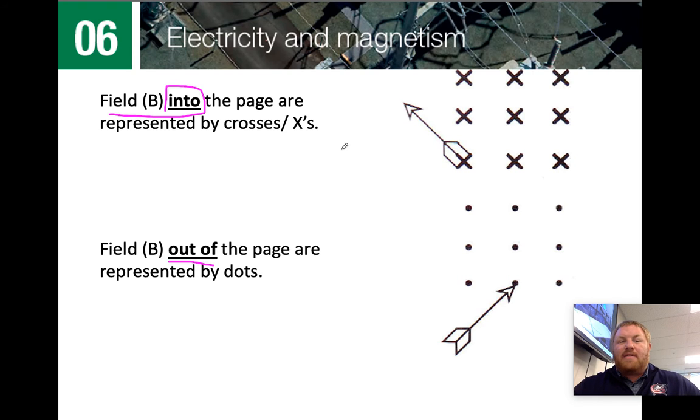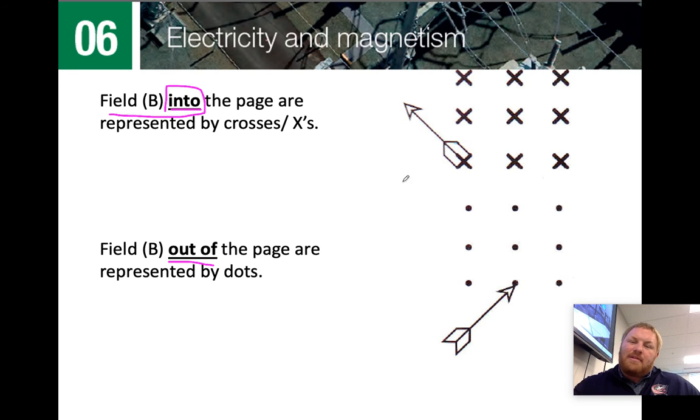What they're saying is if it went into the page, then it's already gone through the page, and what you would see is an X pattern, because the feathers on the back of the arrow would have gone through the page already. So you would see what's left over. On a coming out of it, it's like you just see the tip of that arrow coming out at you. So it would just be a dot, and that would be coming out of the page.